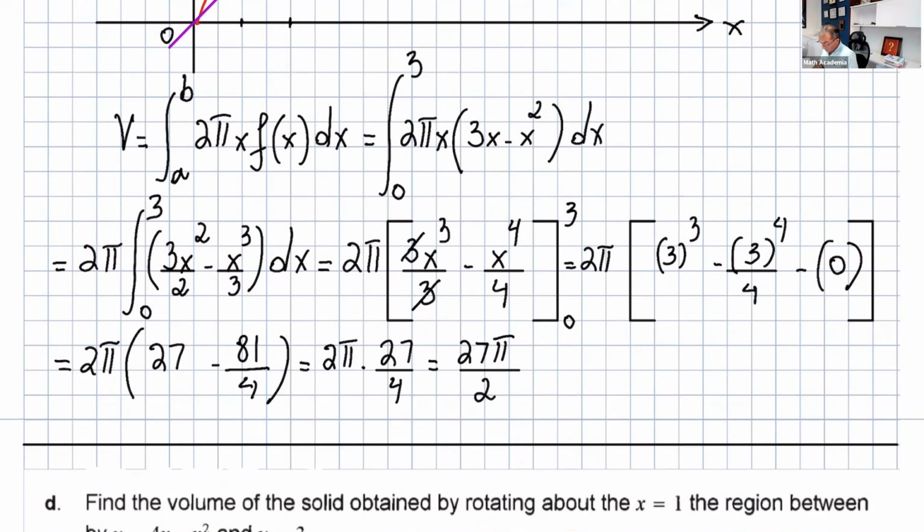So if you evaluate that integral, you get, distribute, first take the 2 pi out, factor it, and then find the integral. So you get x cubed minus x^4 over 4, substitute the limits, and your answer will be 27 pi over 2. Here they simplify.